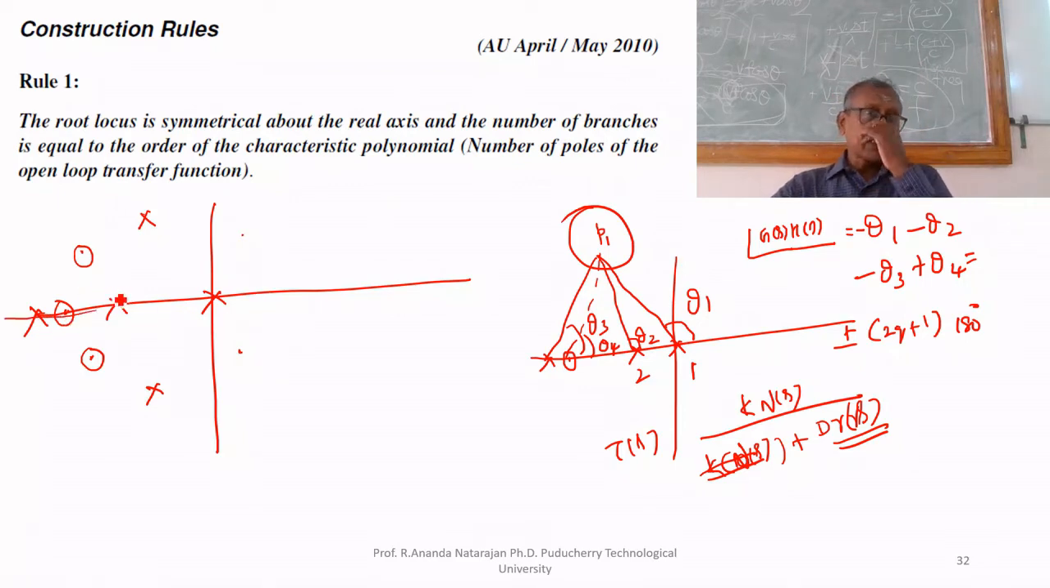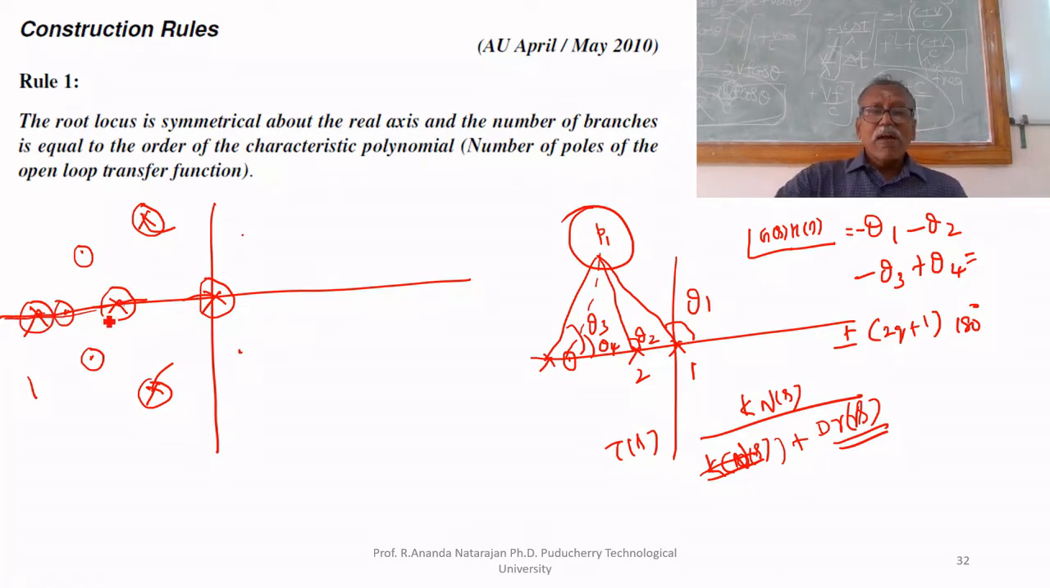How many branches will be there? When k equal to 0, the P1 pole starts here. P2 pole starts here. P3 pole starts here. P4, P5 start here. If we increase k, this pole will move, this pole also will move, and these also will move. So it is moving.